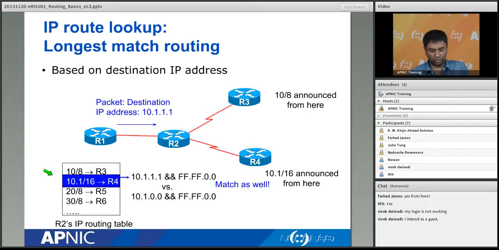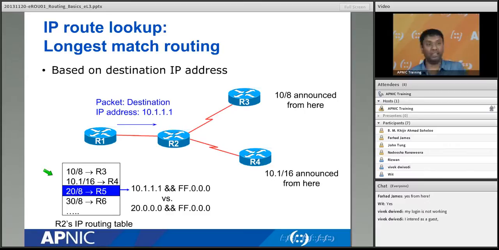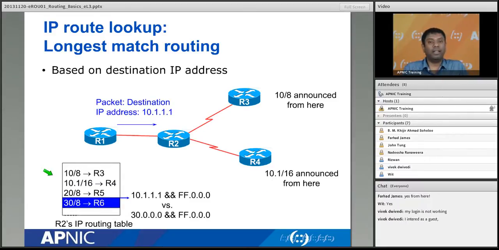And the other two prefixes, like 20 and 30, don't have any match. So those will be discarded when it takes the decision. So this is a very basic principle of a router when it does the routing function.